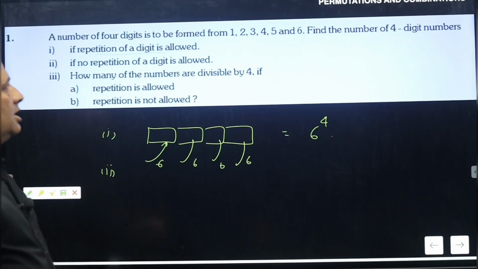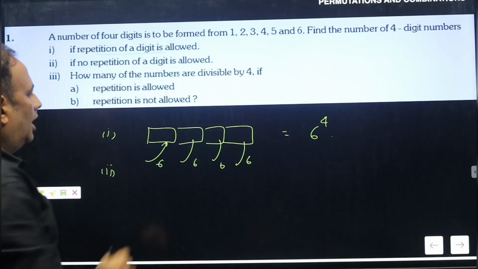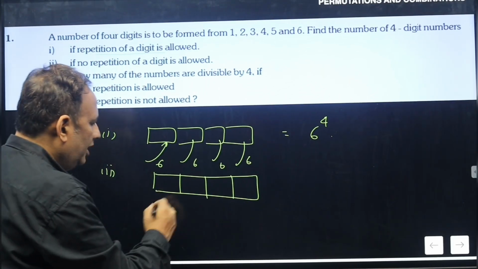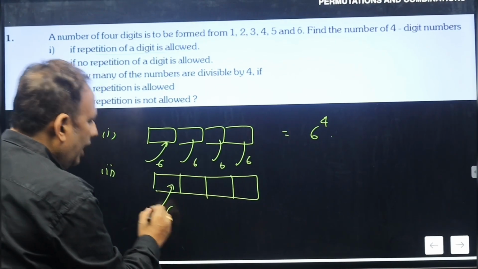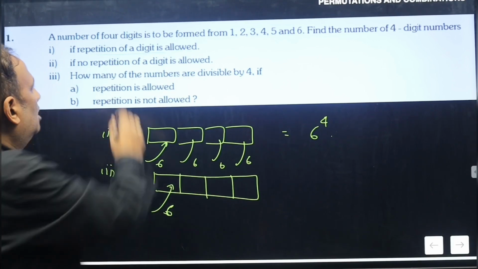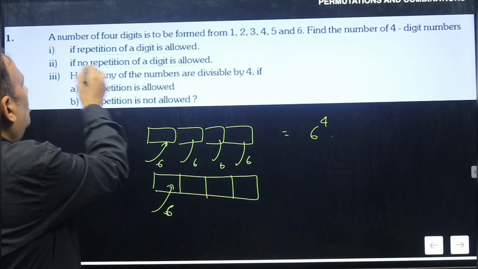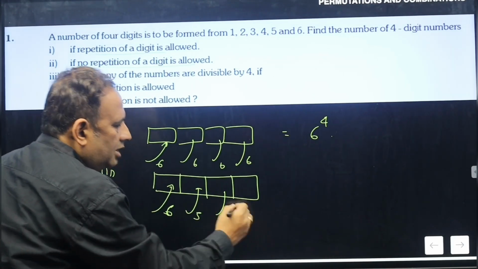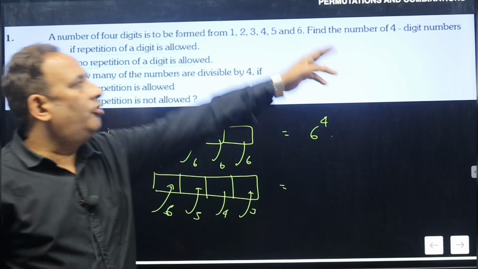Let's say second. Here the sense is AND, so we are using the fundamental multiplication rule. If no repetition of digits is allowed, then again 4 cells are there. In these 4 cells, the places are unit, tens, hundreds, thousands. The thousands place can be filled with any one of the six numbers. Then that number we haven't to use, because no repetition of digits is allowed. So then we can take 5 ways here, 4 ways here, 3 ways here. So that is the total number of ways in which we can make the 4-digit numbers.